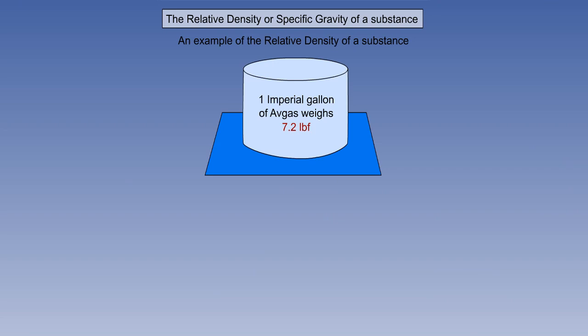This is a good moment to remind ourselves of the basic connection between density, volume and mass. Density is defined as mass per unit volume, and relative density or specific gravity is simply a comparison of the heaviness of one substance with that of water. On screen, you can see that an imperial gallon of avgas, the fuel we use in piston engine aeroplanes, weighs 7.2 pounds force. Notice that weight is given in pounds force, but in mass and balance calculations we use mass.